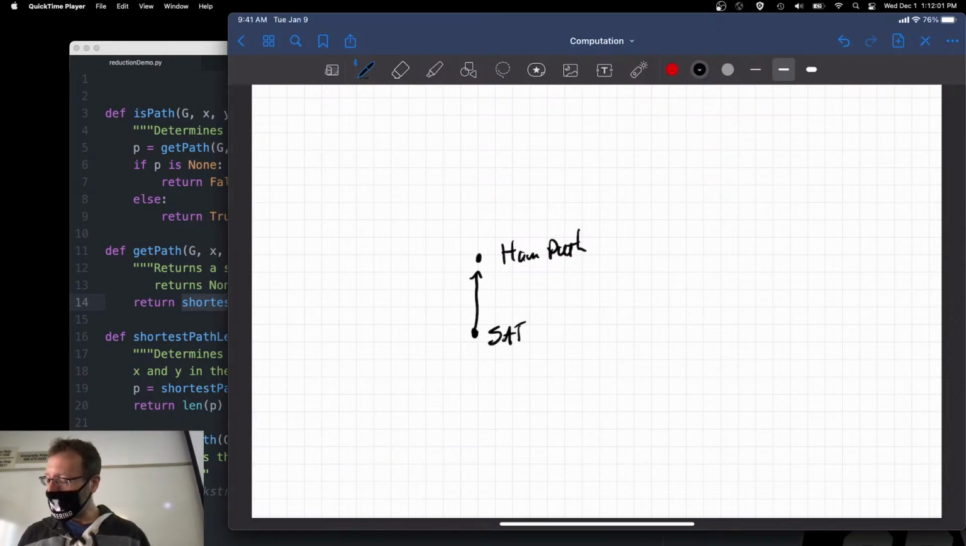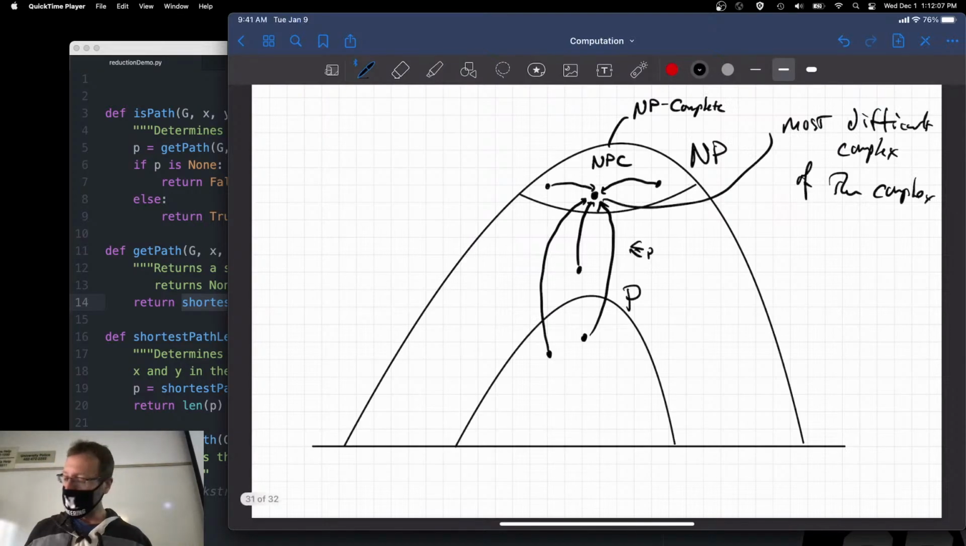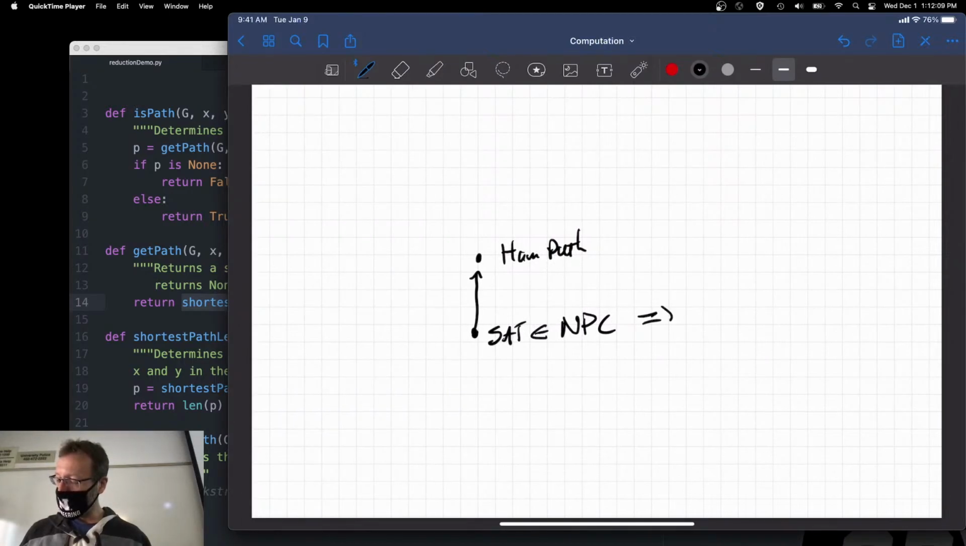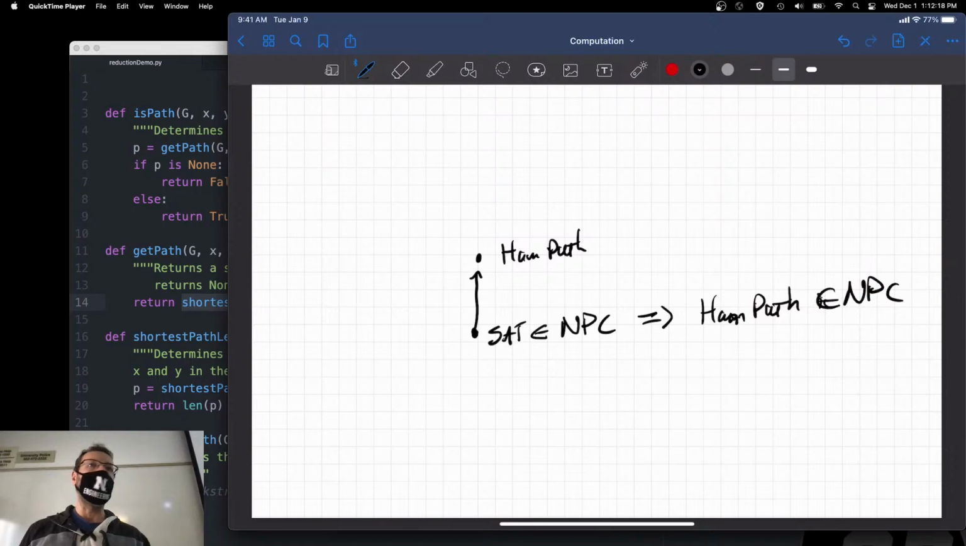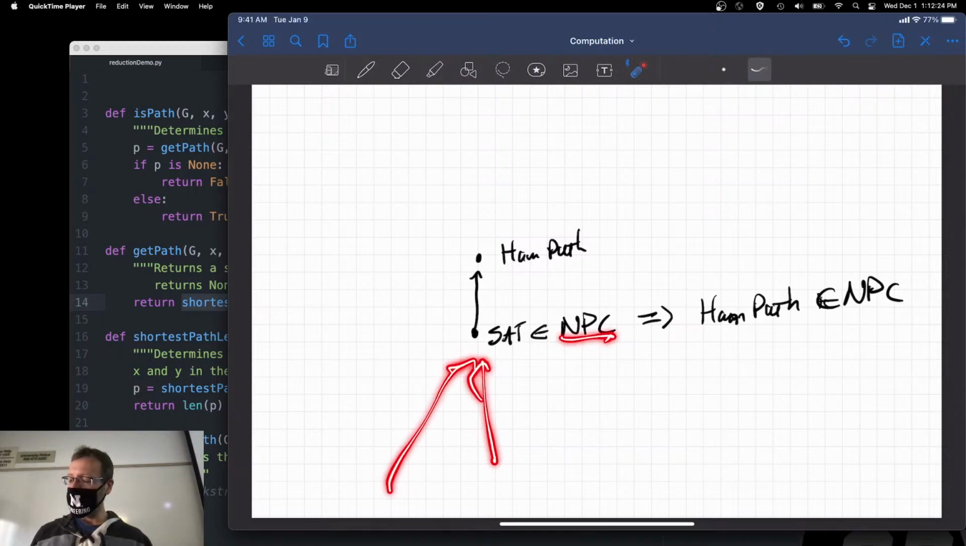Right? We know that this is NP-complete, that it's in that set that I just drew as a Venn diagram up here. And that establishes that Hamiltonian path is NP-complete. Now, why? What's the definition of NP-complete again? Everything reduces to it.